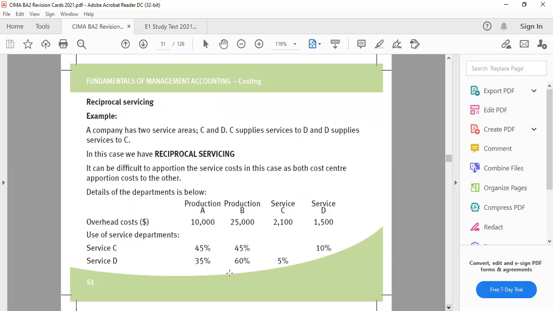Now, how do we charge the overhead costs of the service department to the production department? So there's one example given here. Let's take this example and work it out.